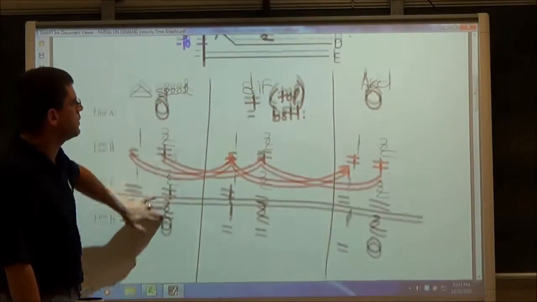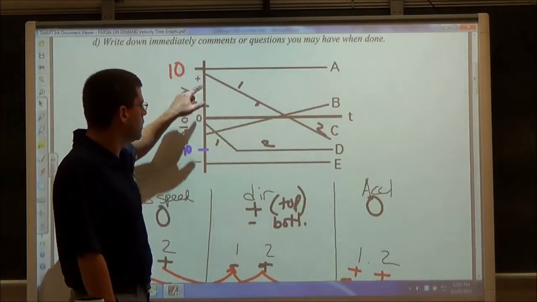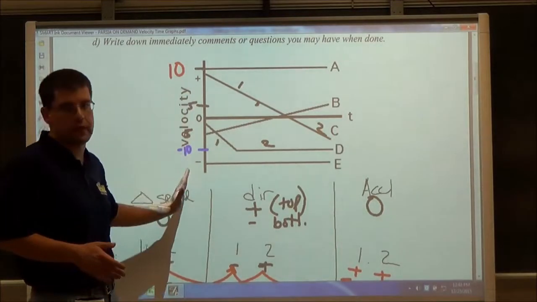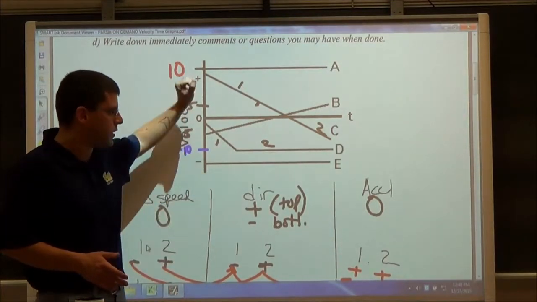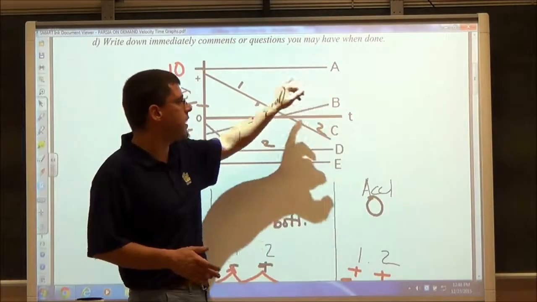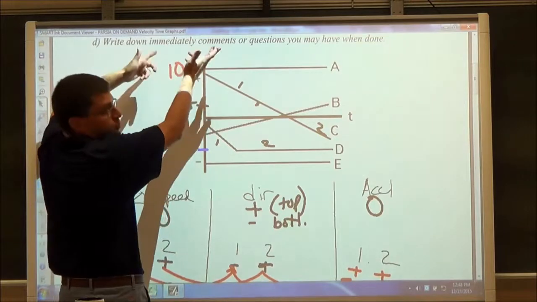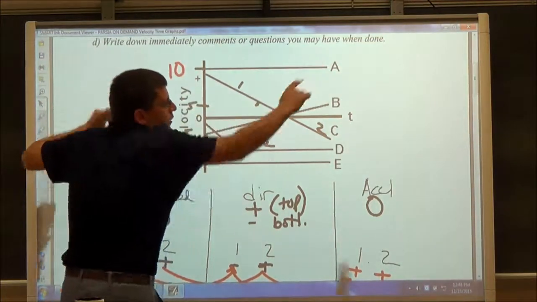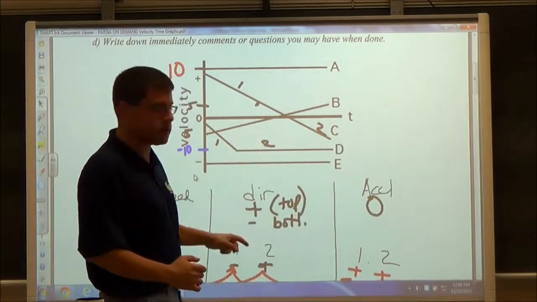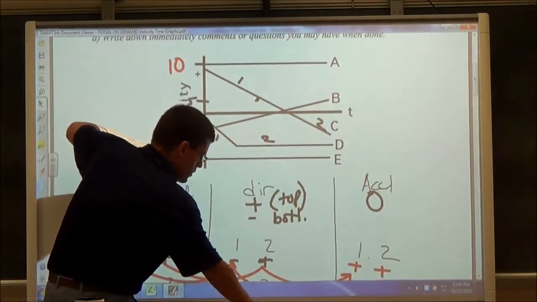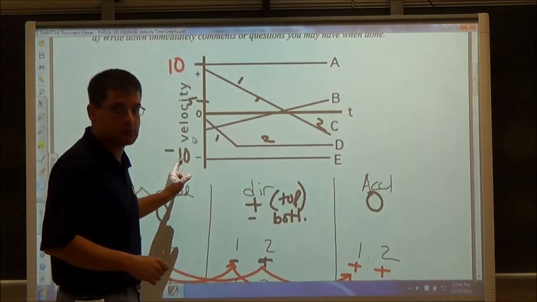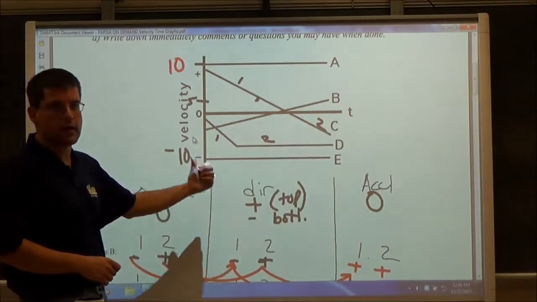Letter E. A and E look just alike except for one thing. Both show no change in speed. They both show a constant velocity. A is showing constant velocity in the positive direction. I'm going a positive 10 meters per second, 10 in the positive right direction. Constant velocity. Here, it's a negative 10, 10 in the negative direction.